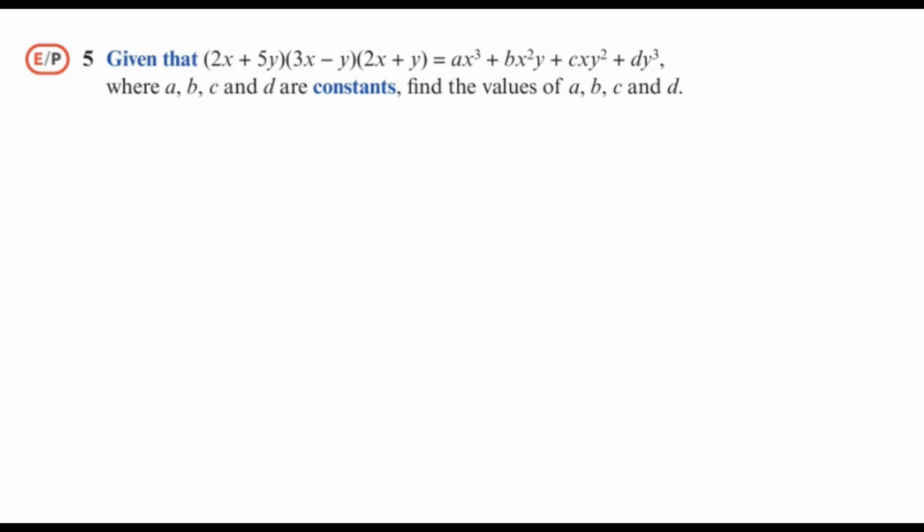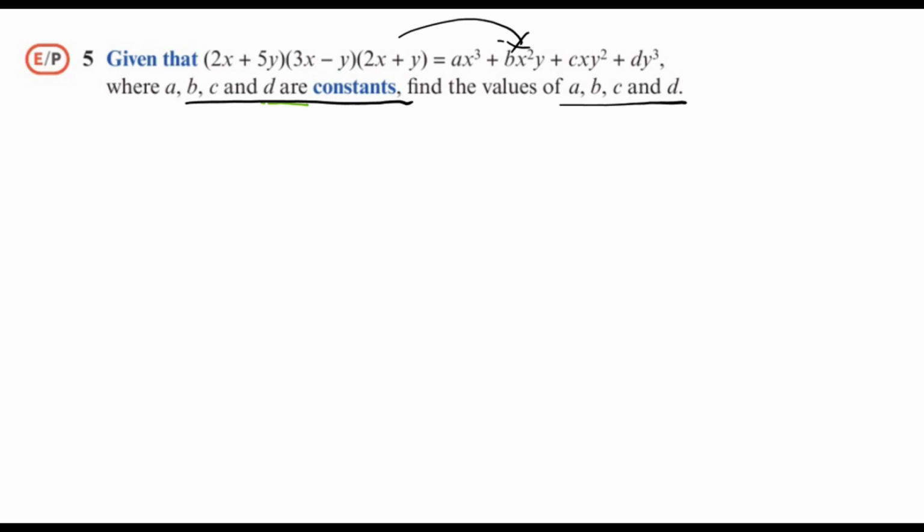Question number 5. Given that 3 brackets is equal to ax cubed plus bx squared y plus cxy squared plus dy cubed, where a, b, c, d are constants, find the values of a, b, c and d. So we have to expand and convert into this form so we can compare and find the values of a, b, c, d.